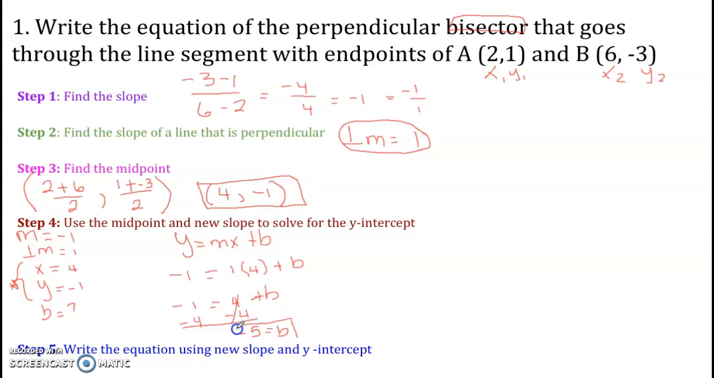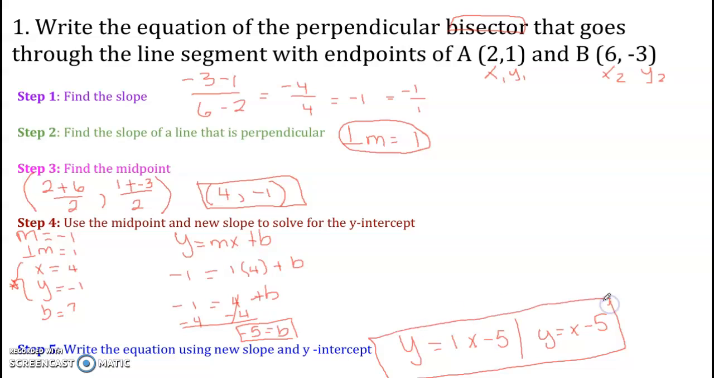And then remember your final step: write the equation using the new slope that we found, meaning the perpendicular slope, and the y-intercept. So your final equation and answer is y equals 1x minus 5, or some people like to call it y equals x minus 5. That's the equation of the perpendicular bisector. Like I said, I know it's a lot of steps, it's tedious, but it's straightforward and simple.